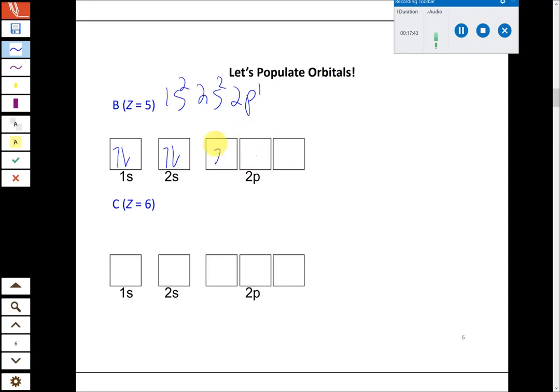You could put it here, that's fine. You could put it here, that's fine. You could put it there, or you could do any of those 3 places spin down, and all of those would be equivalent configurations. Okay? So when we're following Hund's Rule, the important part is that just 1 electron is in the orbital, and in this case it doesn't matter what spin it is because there's only 1 electron.